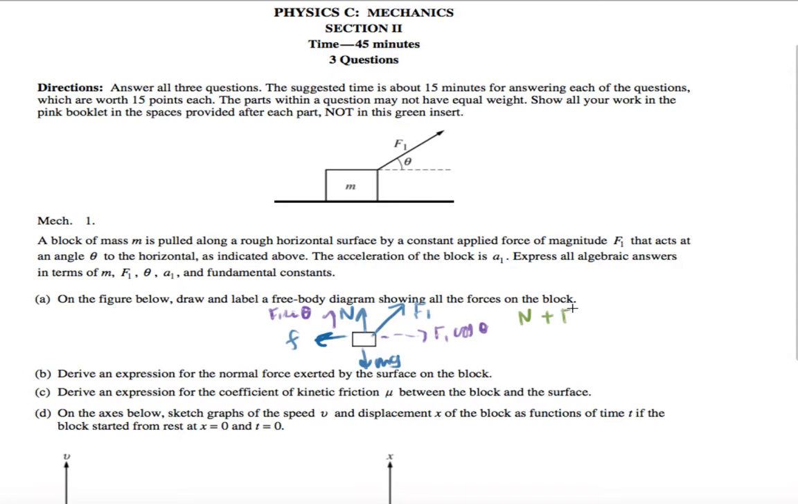plus F1 sine theta balances the weight. And so my normal force ends up being mg minus F1 sine theta. This is very similar to a multiple choice problem that we did before.